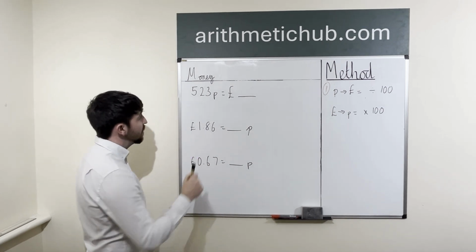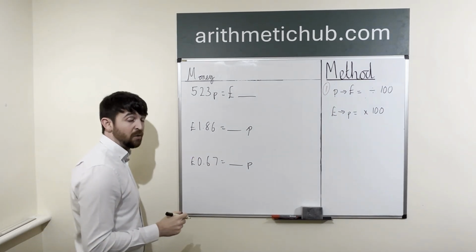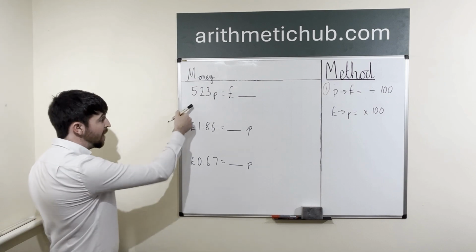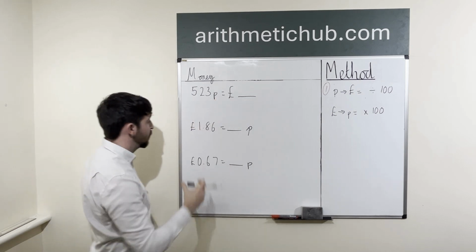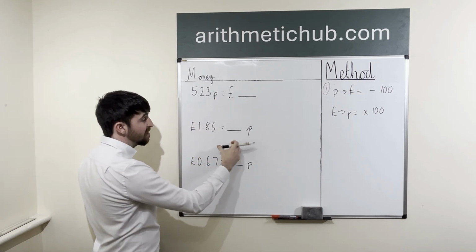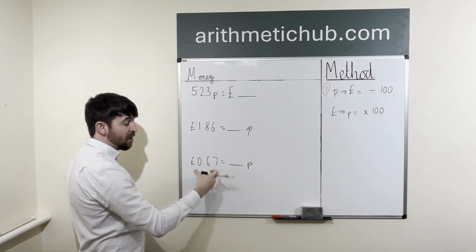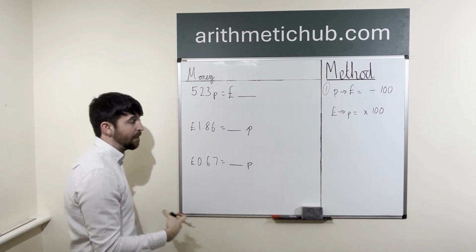Hi everyone, so today we're having a look at how to answer questions to do with money in our calculations. So 523 pence is the same as what in pounds? £1.86 is the same as what in pence? And £0.67 is the same as what in pence?